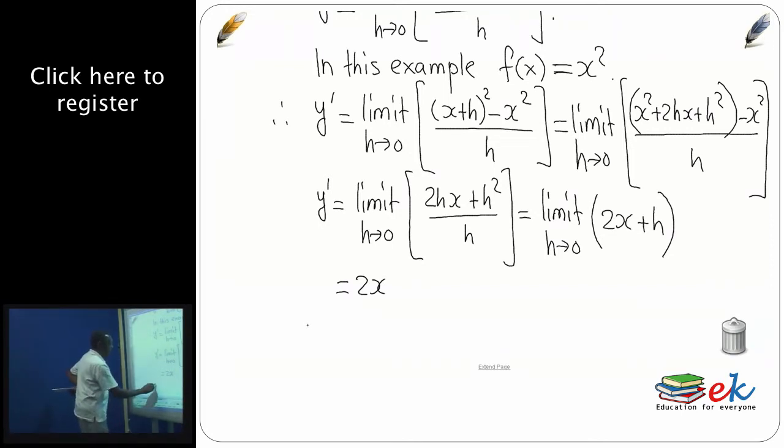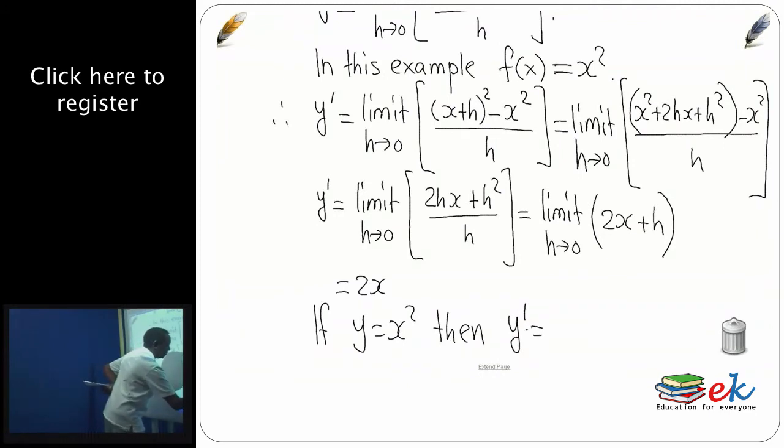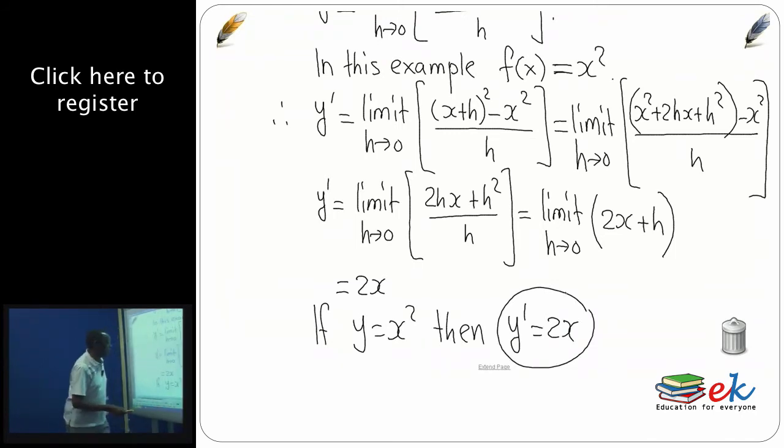And therefore this implies that if y is equal to x squared, then y dashed is equal to 2x. So we have been able to find the derivative of x squared using the definition of the derivative.